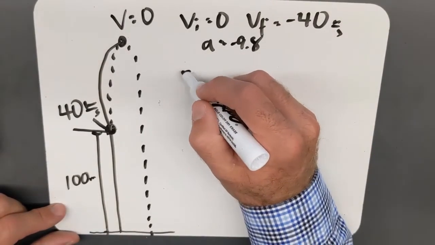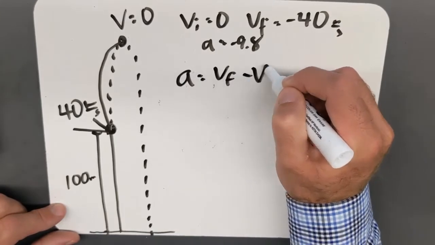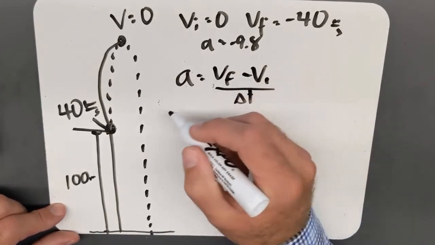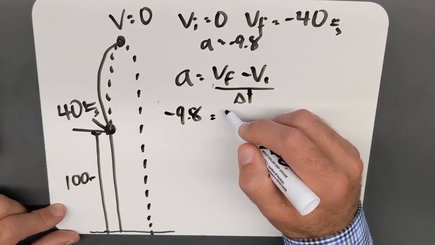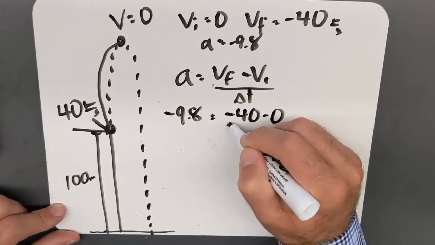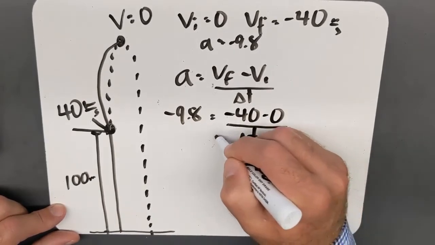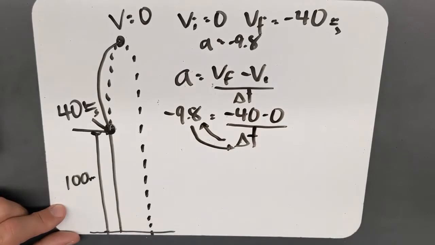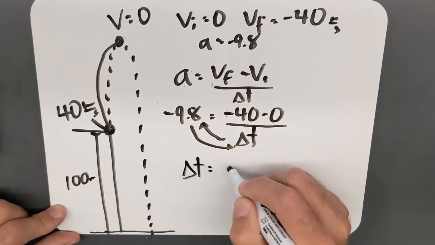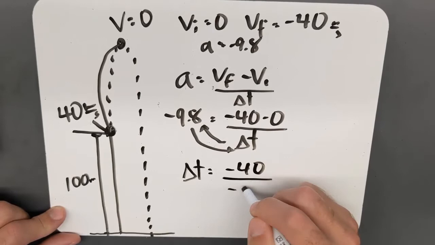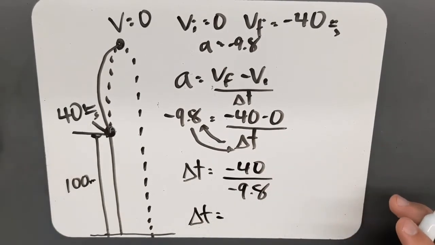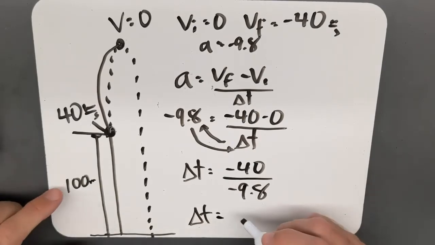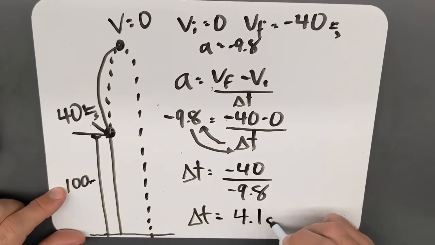A equals V final minus V initial over delta T. Negative 9.8 equals negative 40 minus 0 over delta T. Delta T goes up, negative 9.8 goes down due to algebra. And I'm left with delta T equals negative 40 divided by negative 9.8, which gives me a time of, let's see, 40 divided by 9.8, I'll round it to 4.1 seconds.